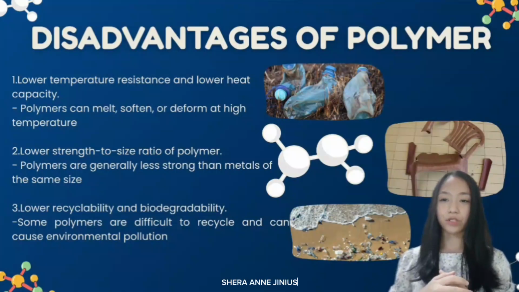Now I'm going to talk about disadvantages of polymer. There are three disadvantages. The first one is lower temperature resistance and lower heat capacity. Polymers can melt, soften, or deform at high temperature. The second one is lower strength to size ratio of polymer. Polymers are generally less strong than metals of the same size.